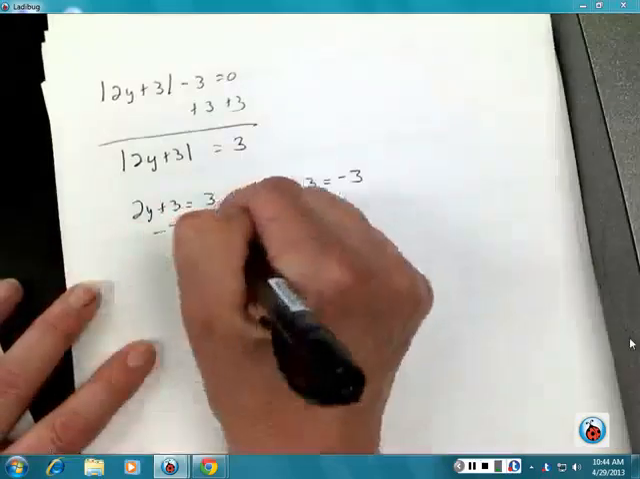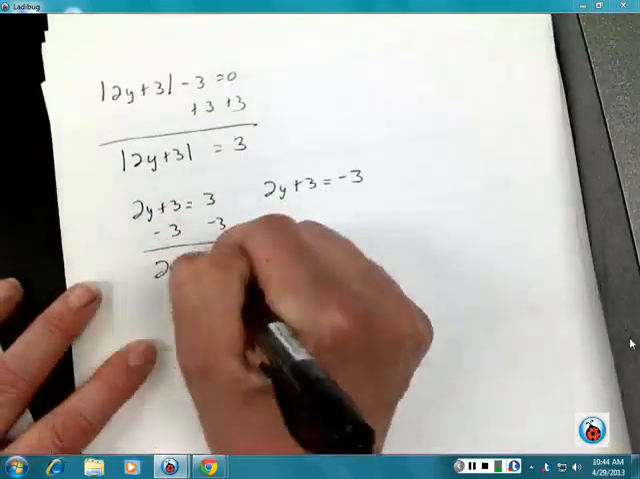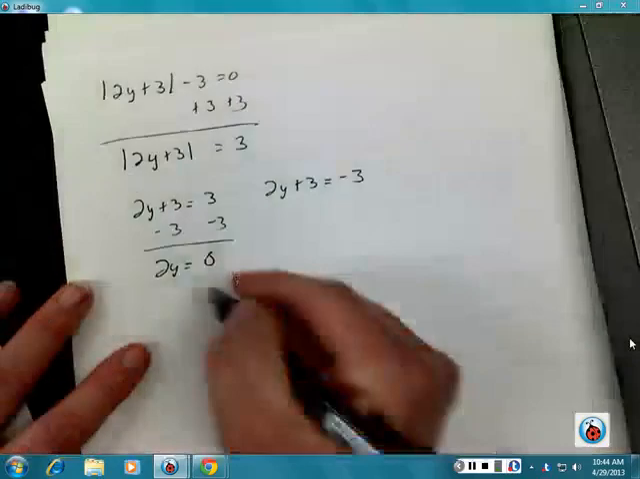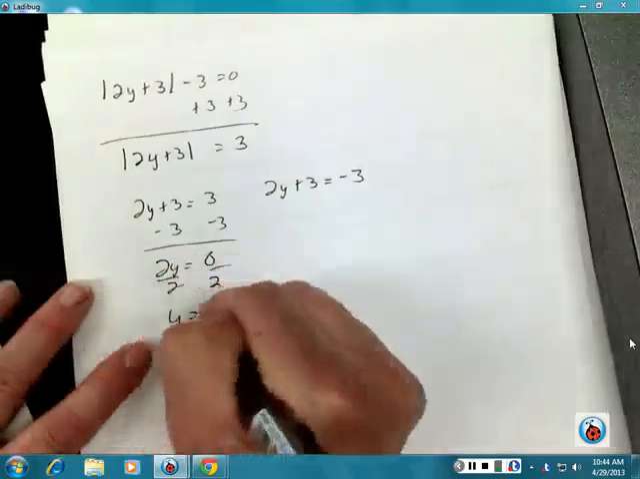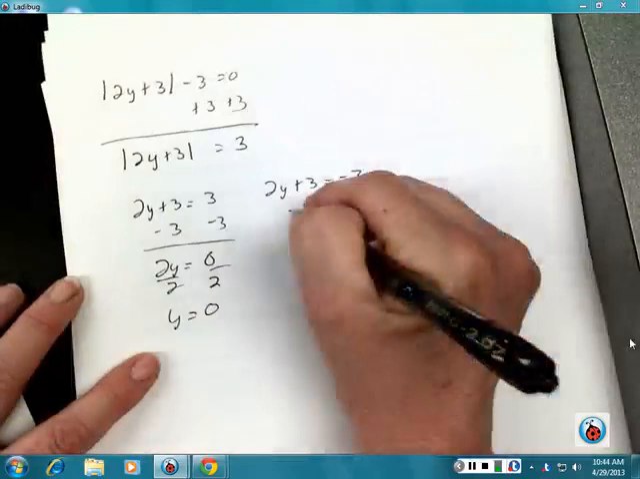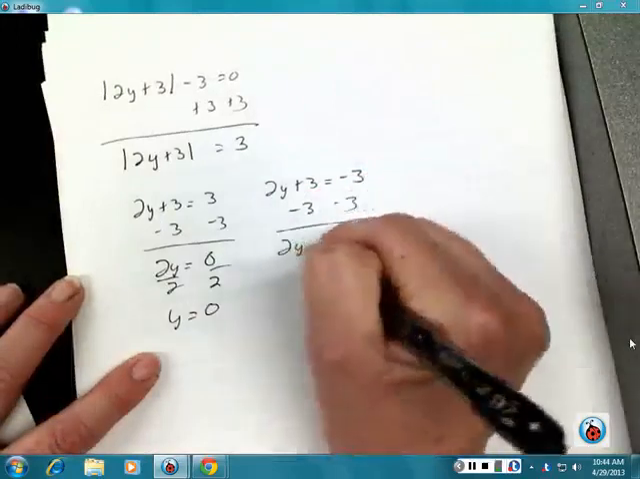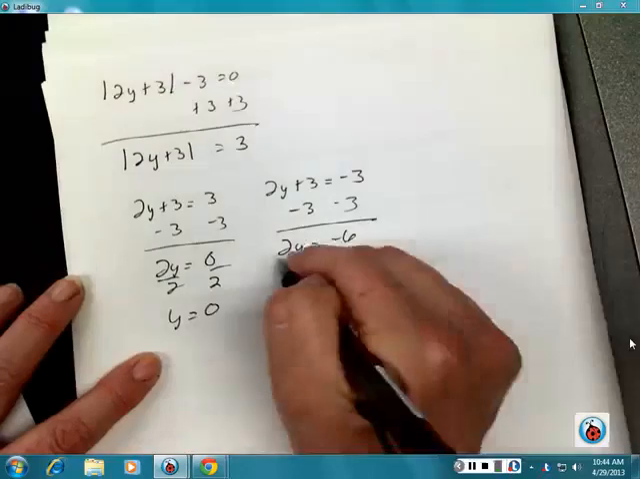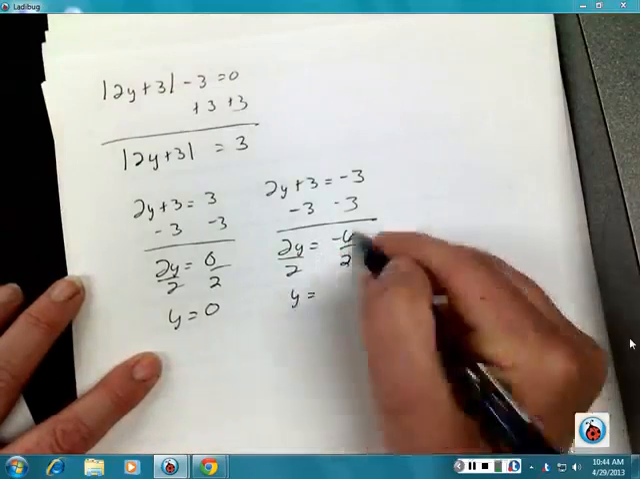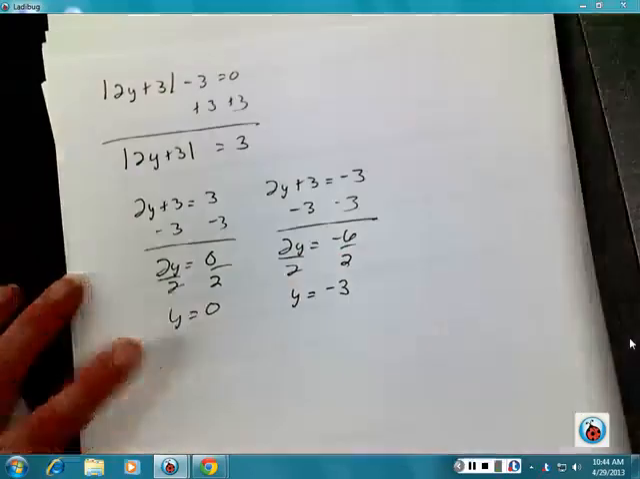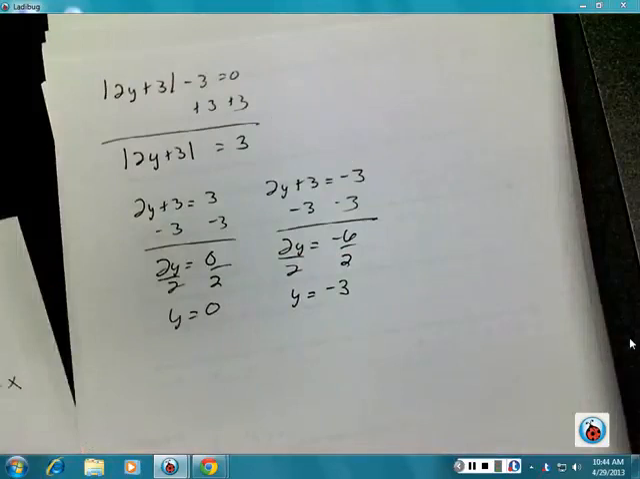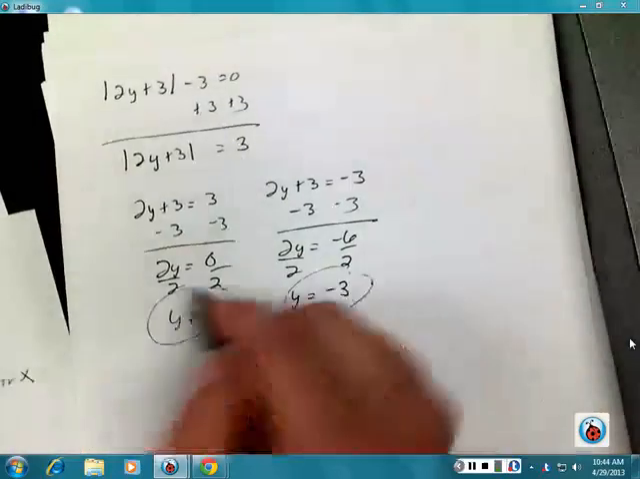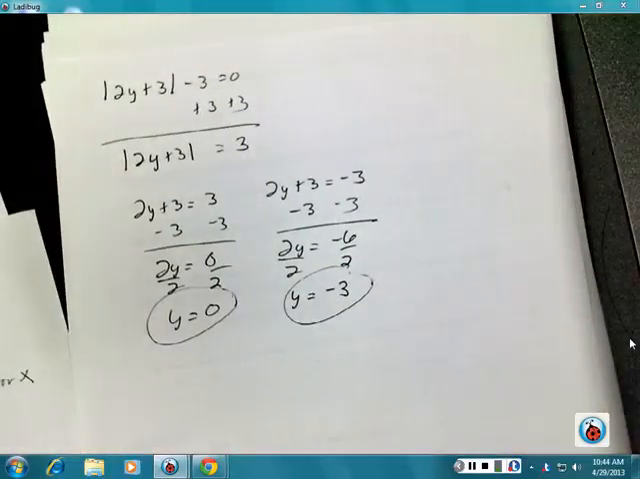So minus 3, I have 2y equals 0. Divide by 2, so y equals 0. Over here, minus 3 gives me 2y equals negative 6. Divide by 2, so y equals negative 3. So that becomes my two answers. That's the two answers that I would have with that.